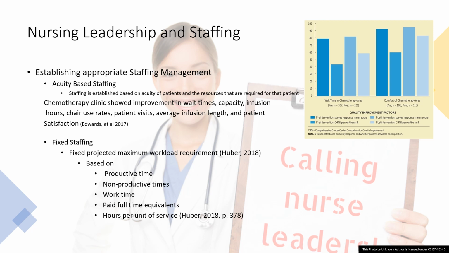There's also fixed staffing. This shows there are fixed projected maximum workload requirements. They base this off of productive time, non-productive time, which is like non-direct patient care work time, paid full-time equivalents, and hours per unit of service. So they'll take all of these measures and the number of patients that they have, and they'll figure out a maximum workload and they will staff that way. So nursing leaders need to know which type of staffing is appropriate for their unit and what works best for safe staffing.